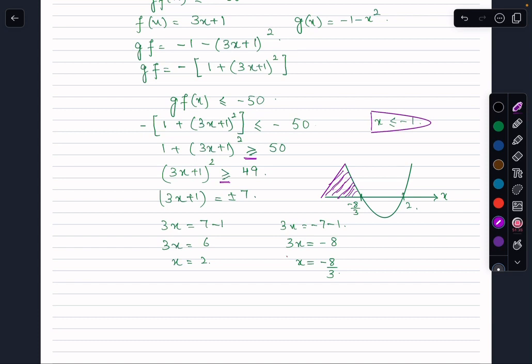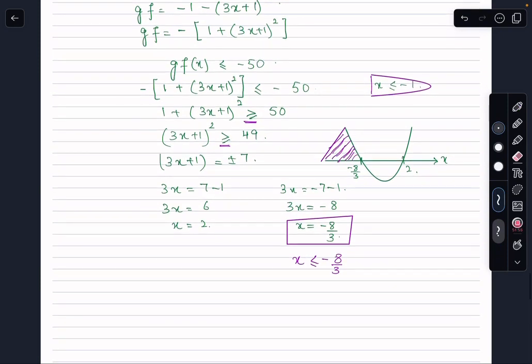So the value of x that should be the answer here is with respect to negative 8 by 3, and I should say that x less than or equal to negative 8 by 3 satisfies gf less than or equal to minus 50. So this is going to be my final answer. x is less than or equal to negative 8 by 3.